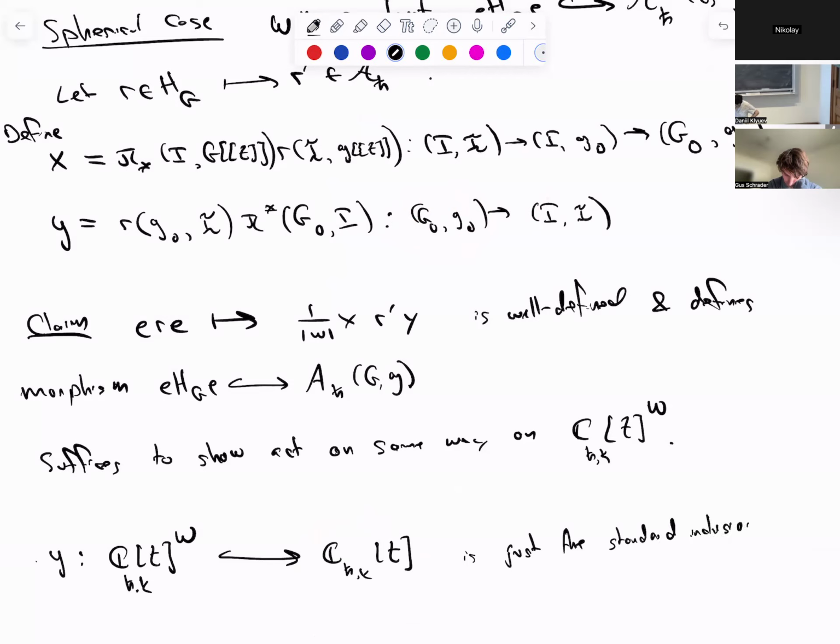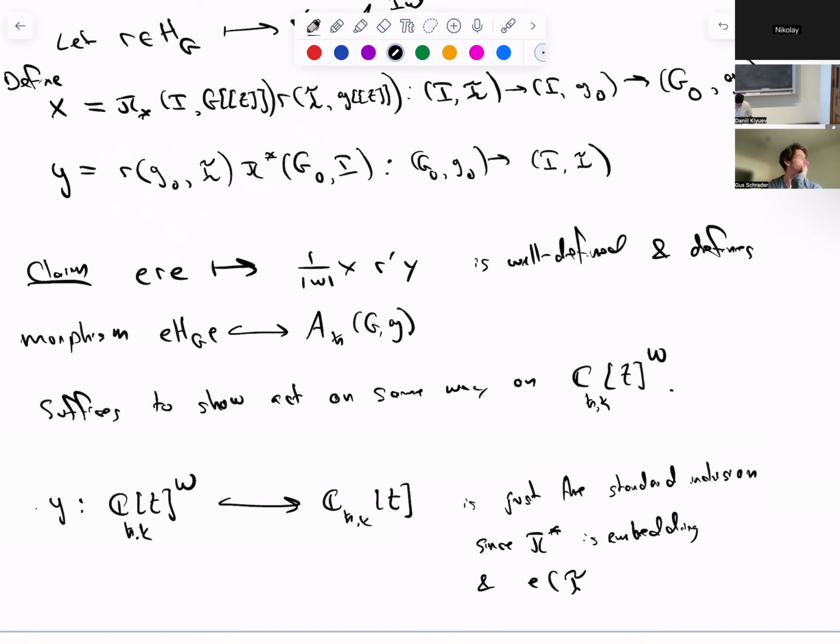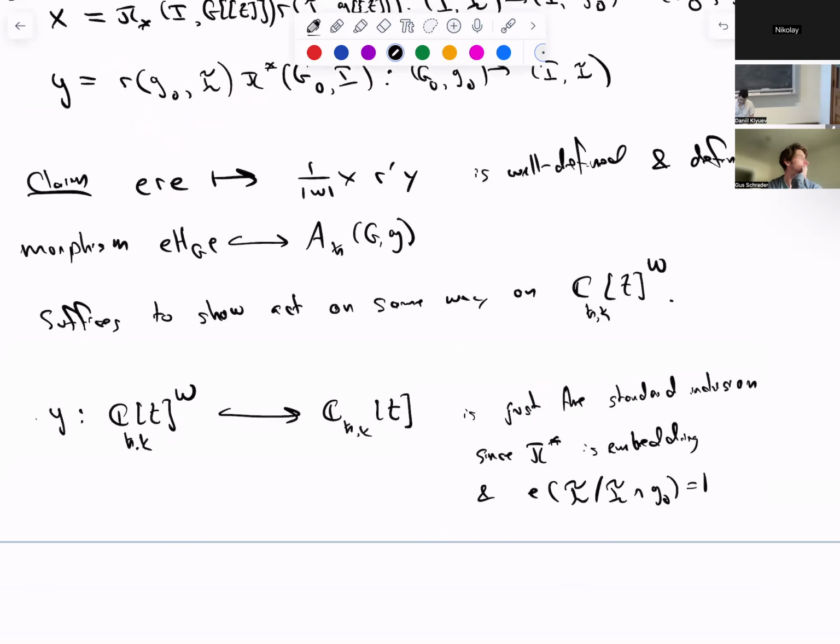And this is no surprise, because pi upper star is given by pullback. So that is given by pullback, and then the Euler class here is again identity. Okay, now the other operator, the x operator, will be in the other direction, and again, there's kind of only one way you can write this down.